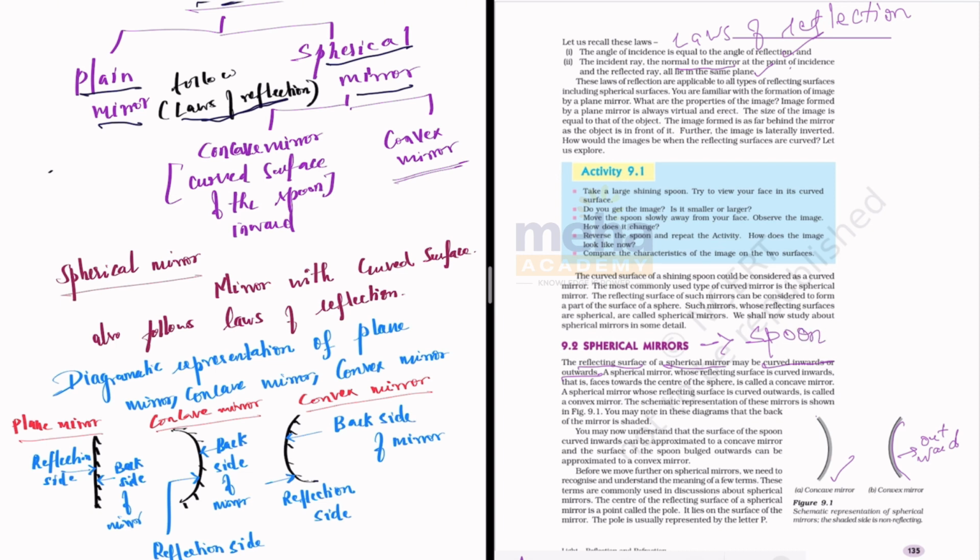So how do you define a spherical mirror? A mirror whose reflecting surface is curved. Such mirrors whose reflecting surfaces are spherical or curved are called spherical mirrors. So here we have the definition: a mirror whose reflecting surface is curved or spherical is called a spherical mirror.